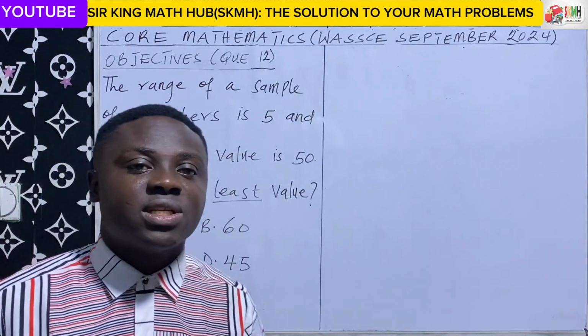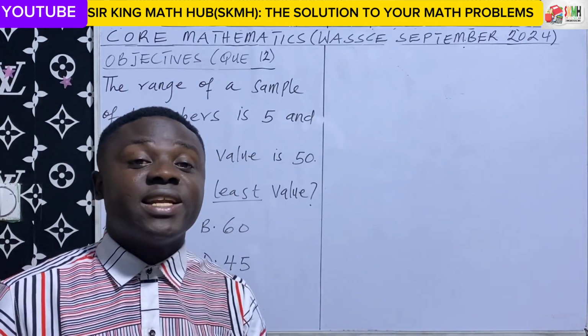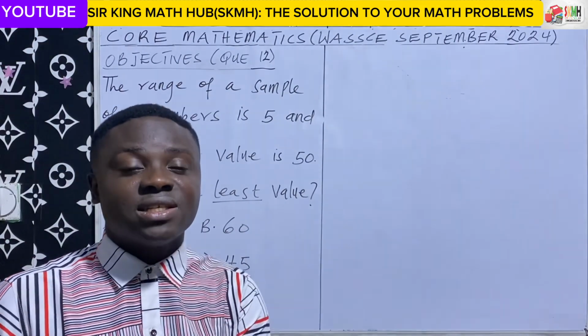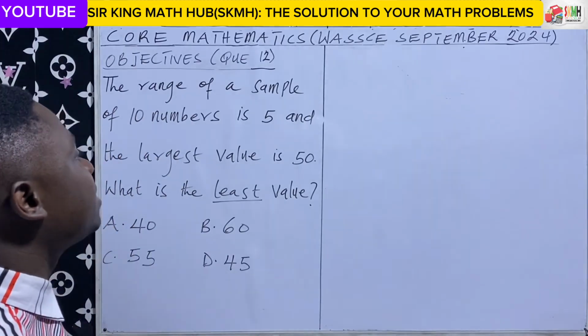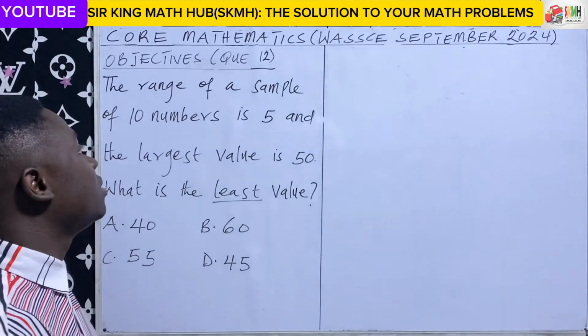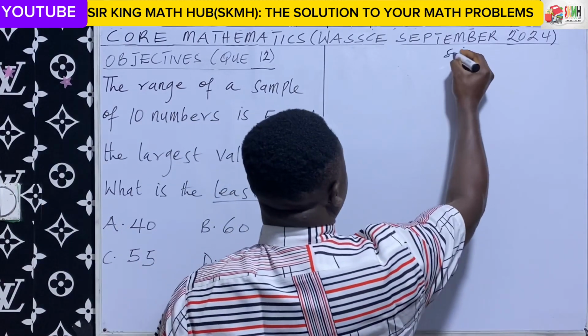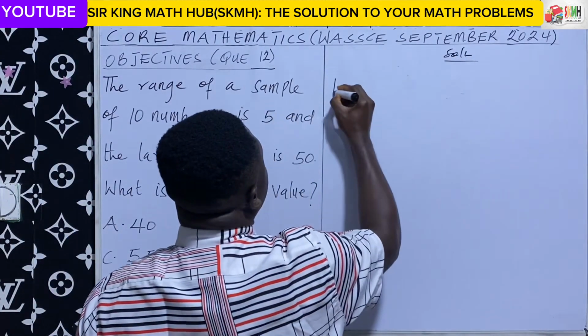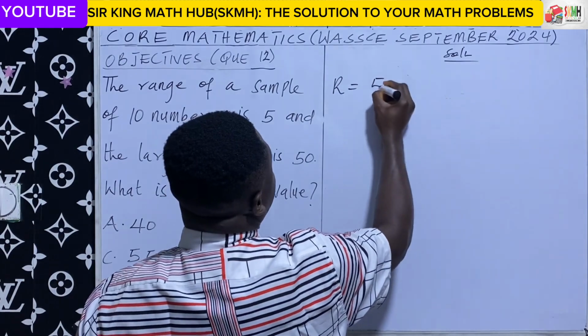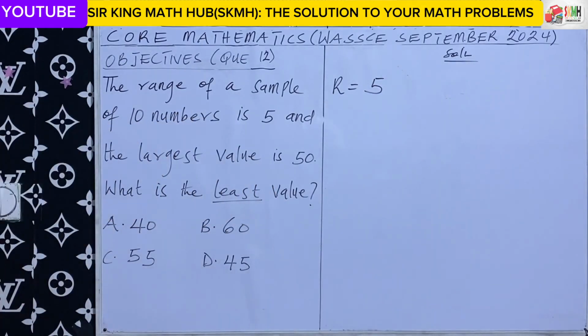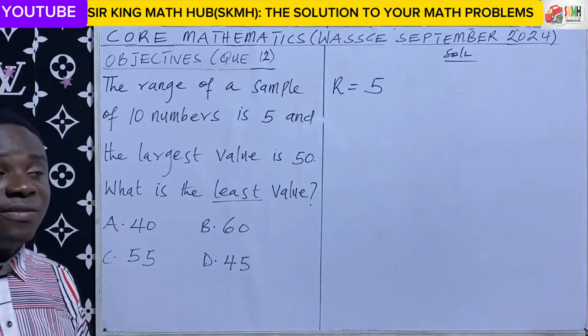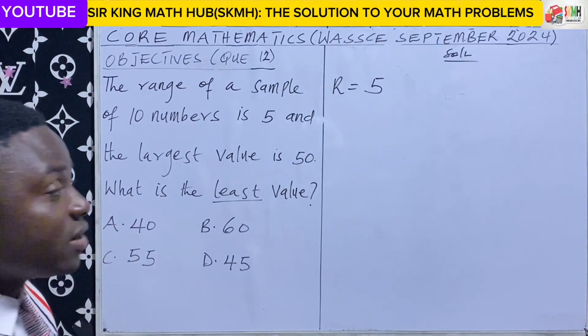So with this particular question, we have a sample of 10 numbers, that is 10 different numbers. And for these 10 different numbers, we are told that the range here is 5. So the range of the 10 numbers is 5. And again, the largest value is 50. So the largest value is the same as the highest value.